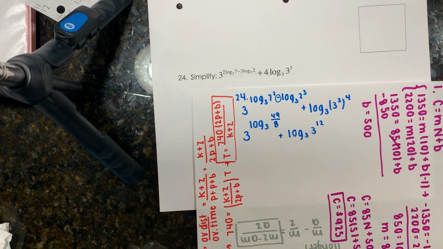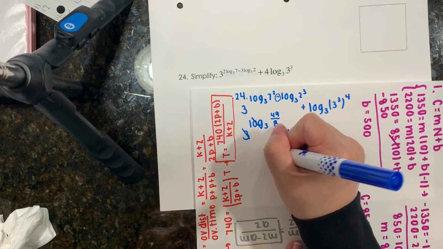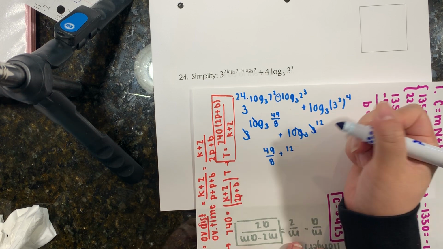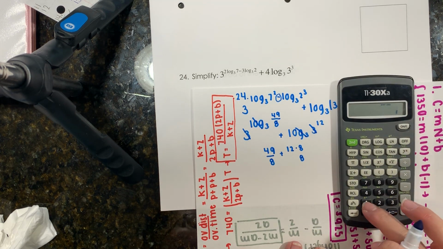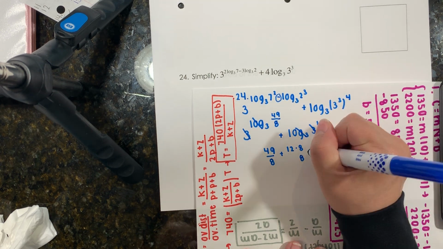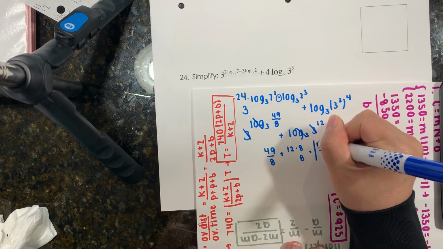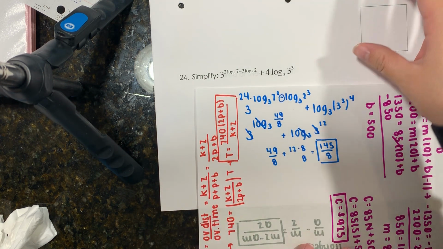So now you can cancel. We could cancel the 3 and the log 3 here. I can also cancel the log 3 and the 3 here. So really what I'm left with is 49 over 8 plus 12. And you can make a common denominator here. So that would be 12 times 8 plus 49, and that would give me 145 over 8. Okay, so the laws of logarithms still apply when it's in the exponent, so that is something to know for those problems.